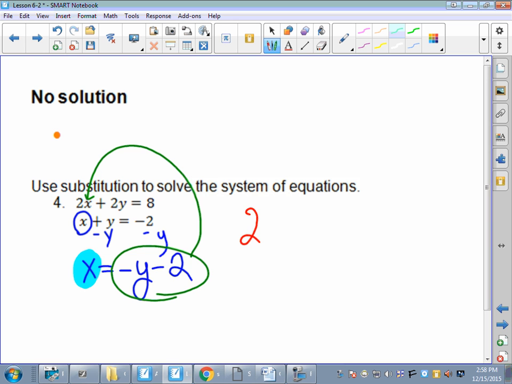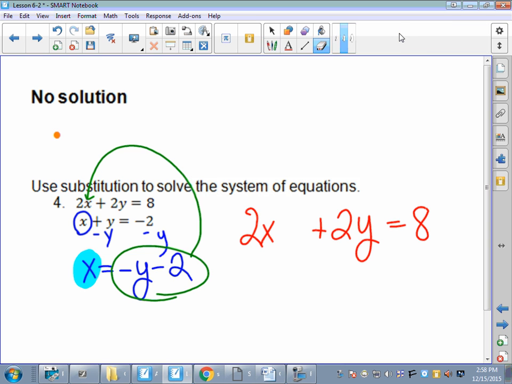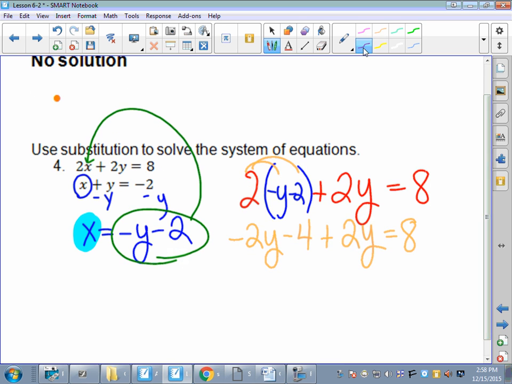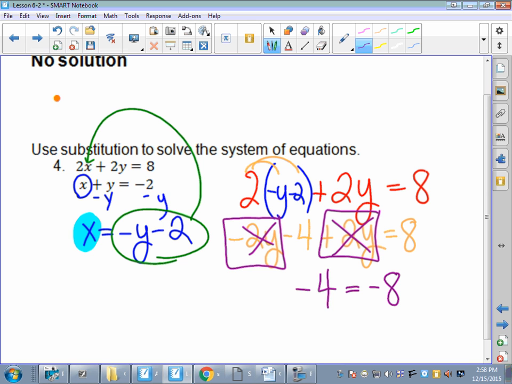So in the other equation, wherever I see an x, I'm going to substitute in that negative y minus 2. So instead of having 2x plus 2y equals 8, I'm going to have 2 times negative y minus 2, plus 2y equals 8. Again, put parentheses around your substituted stuff, because when I distribute, that's going to make a big difference. So I've got negative 2y minus 4 plus 2y equals 8. And now I'm going to combine my like terms. So I've got a negative 2y and a plus 2y. Those guys cross out. All I'm left with is negative 4 equals positive 8.